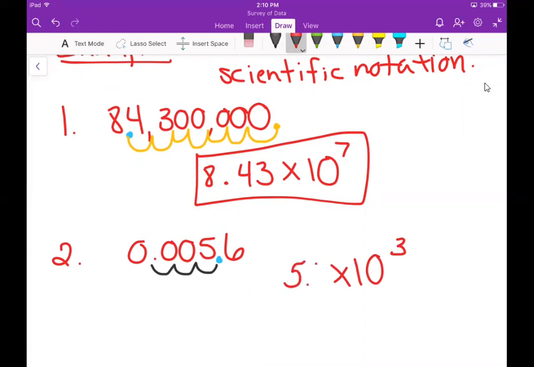My final number is going to be 5.6, but stop and think about that for a second. Right now, I'd be making 5.6 bigger. It needs to get smaller to be back to that original number. So I need to make sure that I end up with a negative exponent there. So always when you're done creating scientific notation, double check your answer and make sure you get back to that original number.